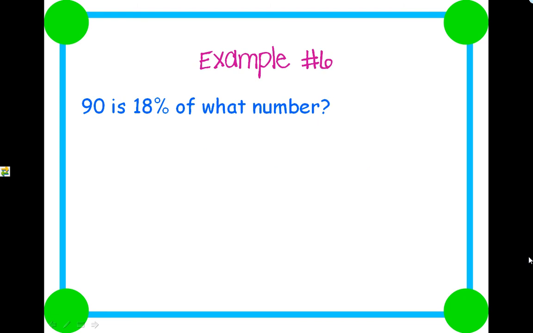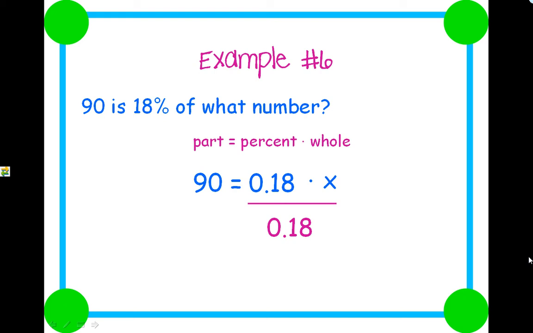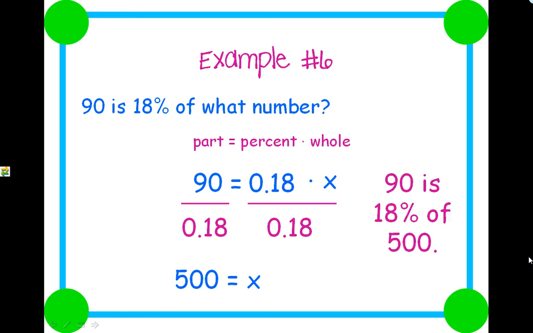Okay? Another example where we're trying to find our whole. 90 is 18% of what number? Okay, write out our equation. Our part is 90. We have to change the 18% into a decimal by moving 2 places to the left. And we do not know our whole. To find our whole, to find that x, we have to divide by 0.18 to get rid of it, and you do that to both sides. Whenever you solve, you get that x is equal to 500. So, 90 is 18% of 500.